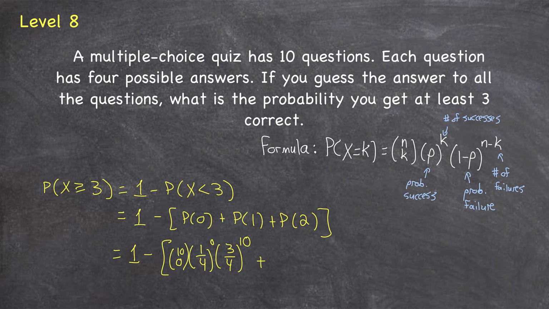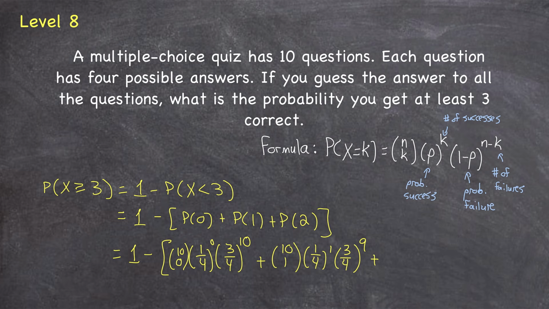Plus, let's now calculate the probability of having 1 success. I would have to do 10 choose 1. That would tell me the number of different ways I could choose one of the 10 questions to be the success, times the probability of success to the power of 1, times the probability of failure to the exponent of the number of failures I want to have. If I'm going to have 1 success, that means I'm going to have 9 failures. I'm going to get the answer wrong on 9 of the questions and the answer right on 1 of them.